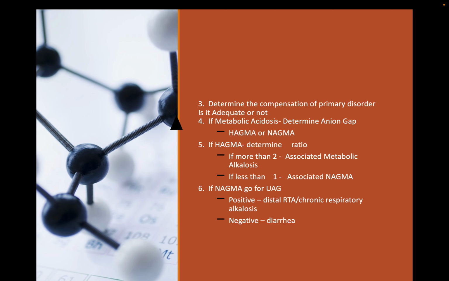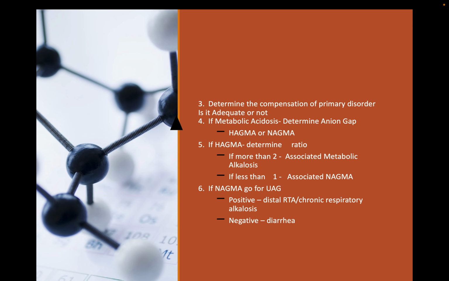Then for metabolic acidosis, based on the anion gap, HAGMA or NAGMA is present. If HAGMA is present, determine the delta ratio. Sorry, the printing mistake is delta ratio. If more than 2 is there, an associated metabolic alkalosis is present. If less than 1 is there, it is generally NAGMA. 1 to 2 is generally HAGMA.